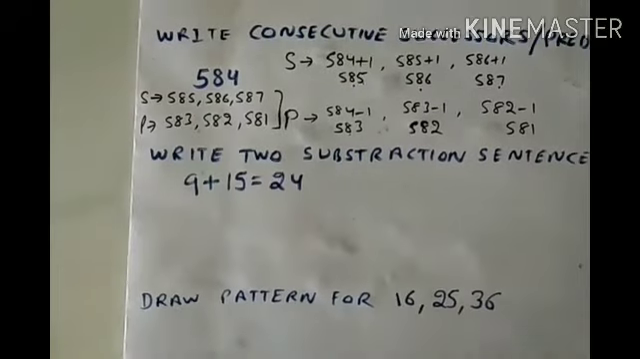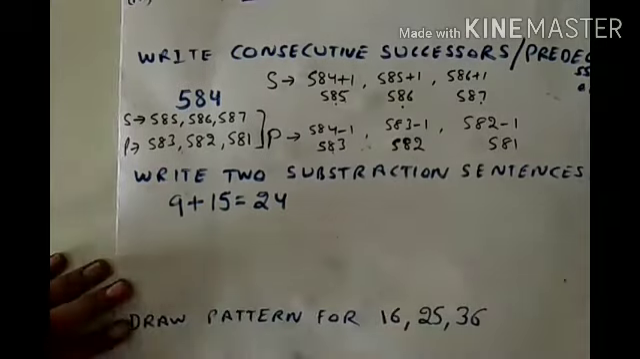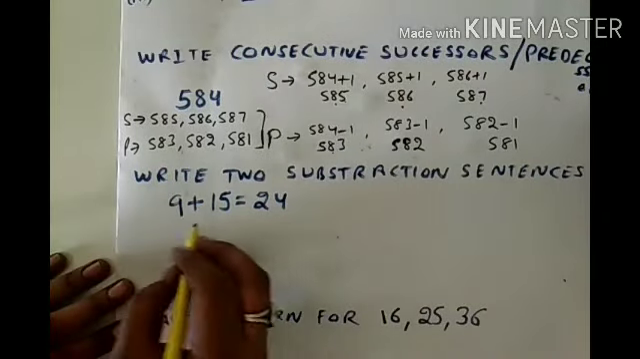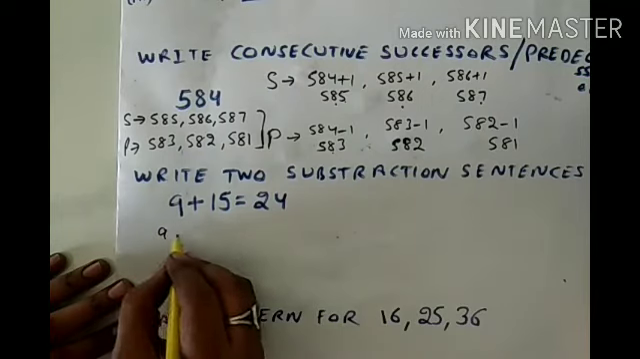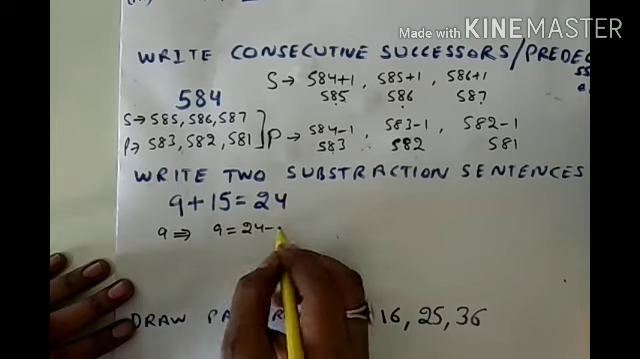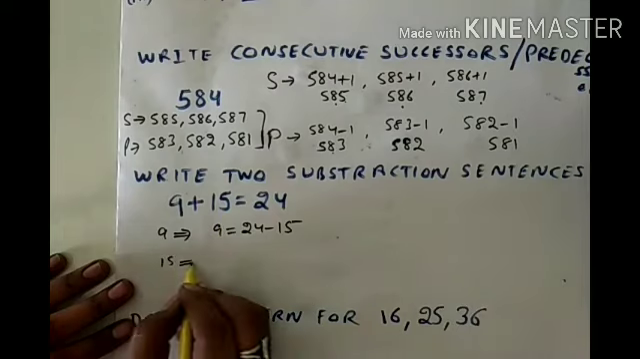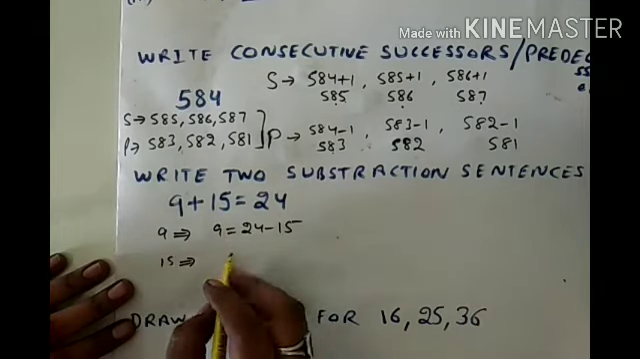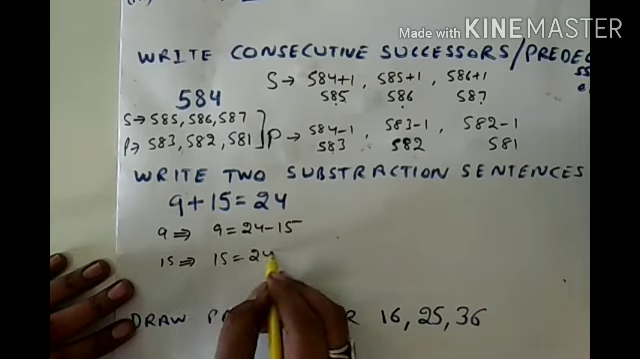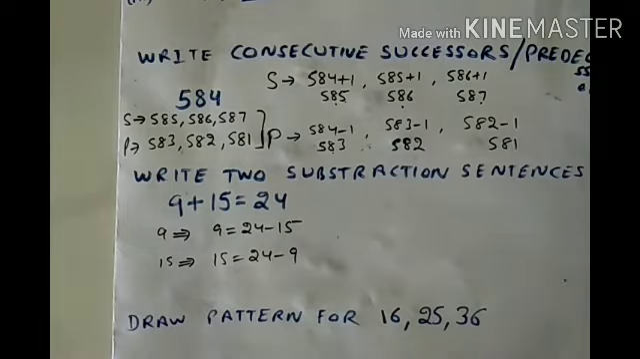Now write two subtraction sentences for 9 plus 15 is equal to 24. As we know, addition and subtraction are inverse operations. Therefore, I can write 9 is equal to 24 minus 15. This is the first subtraction sentence, and also 15 can be derived from this by 24 minus 9. So these given two sentences are the answer.